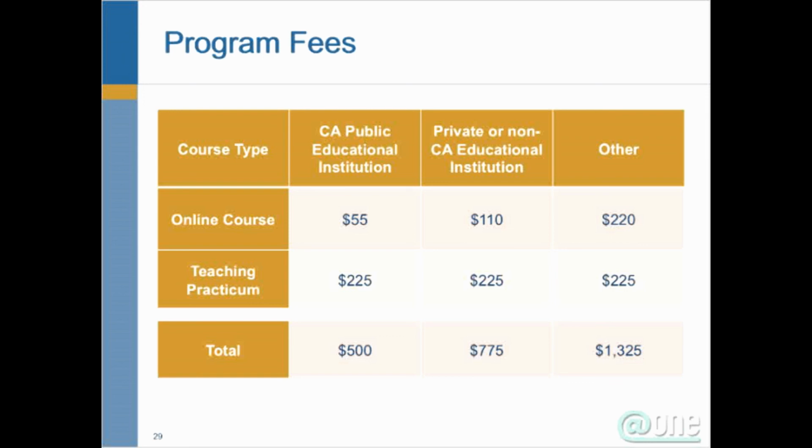All right, so really quick, the big question, what it always comes down to, is money. How much does it cost? Again, @ONE is dedicated to providing quality instruction at a low cost. So if you're part of a California public educational institution, each of the 5 courses you're going to have to take is $55 per course. And then your teaching practicum is going to be $225. So your full price for the entire certification program is $500.